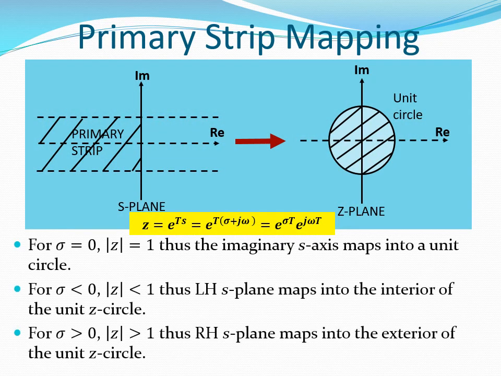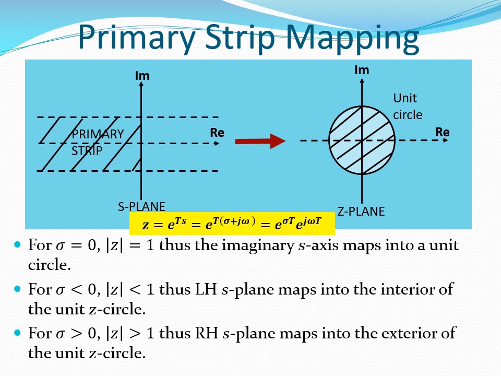Let's look at the mapping of points from the primary strip into the z-plane. Points on the imaginary axis in the s-plane have a real part equal to 0. Correspondingly, the magnitude of z is going to be equal to 1. Therefore, points that are on the imaginary axis in the s-plane will map into a circle of unit radius in the z-plane. This circle is called a unit circle.